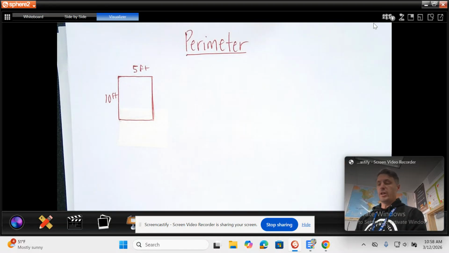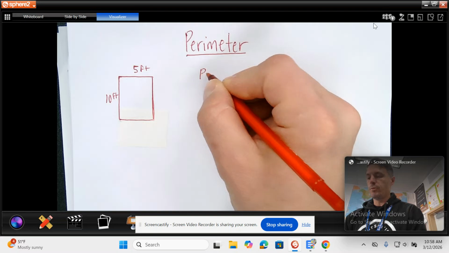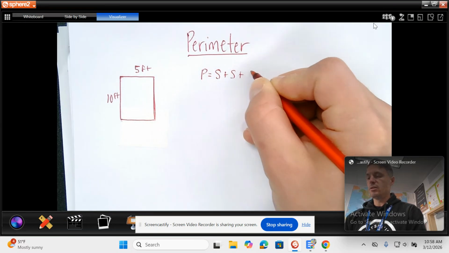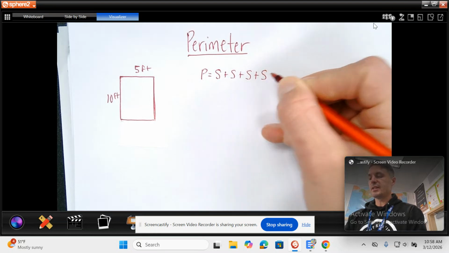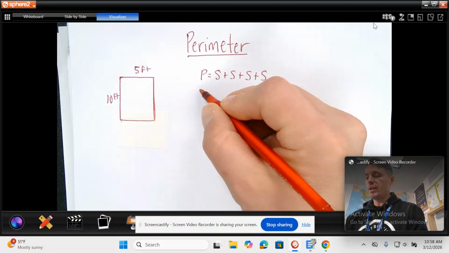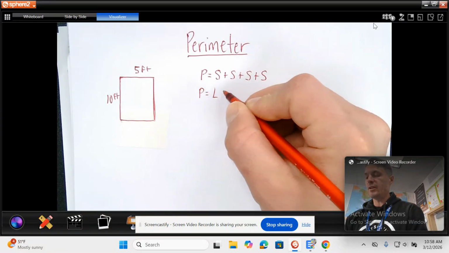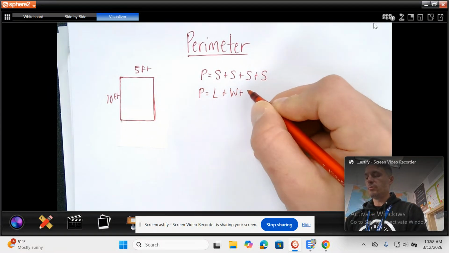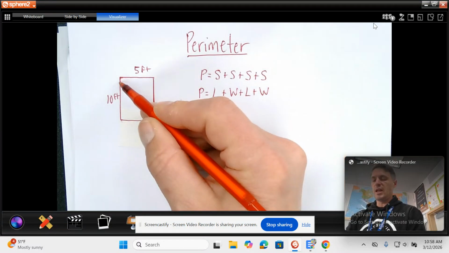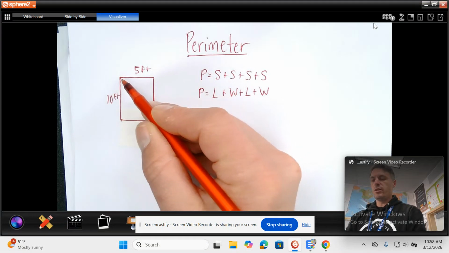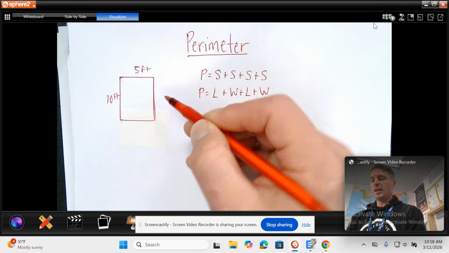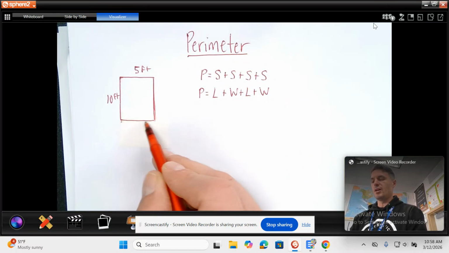And the formula for finding perimeter is perimeter equals side plus side plus side plus side. Now another way of writing that same formula is perimeter equals length plus width plus length plus width, because you could see the length as being this line and the width as being this line, but this would also be the length and this would also be the width here.